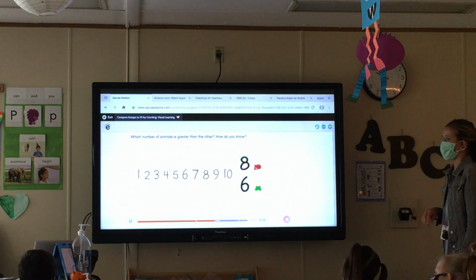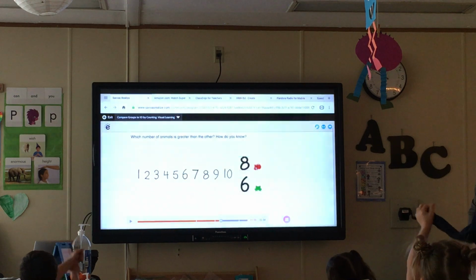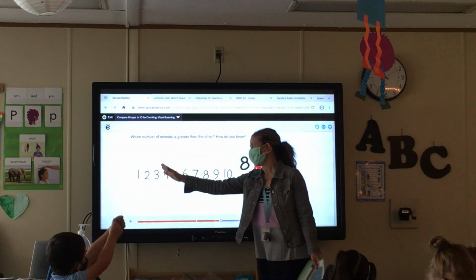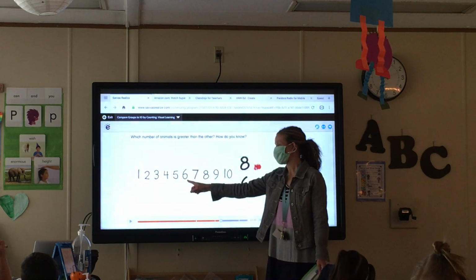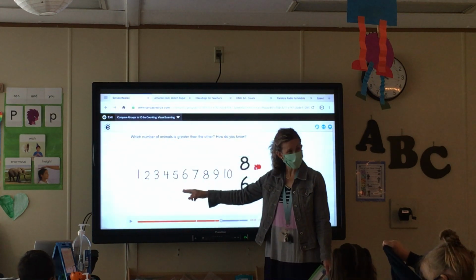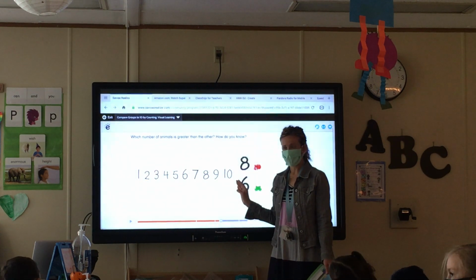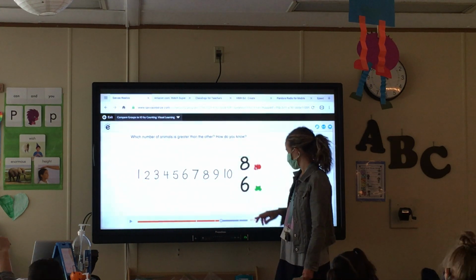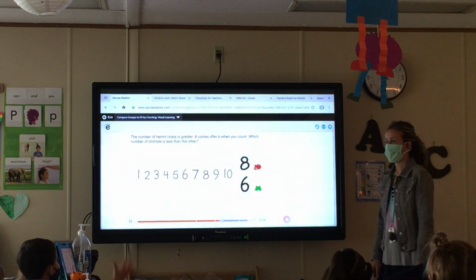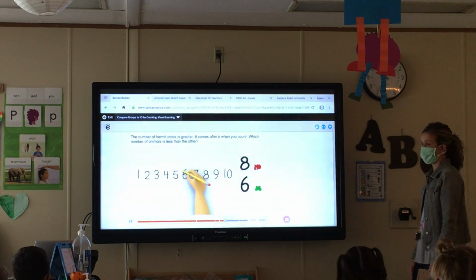Which number of animals is greater than the other? How do you know? Hermit crabs is greater? Alright, so again, when you see the 8 and you count 1, 2, 3, 4, 5, 6, 7, 8. So 6 came first, 8 came after, so that lets us know well, 8 is greater than 6. Make sense? Okay. I know a lot of you just knew that anyways. The number of hermit crabs is greater. 8 comes after 6 when you count.